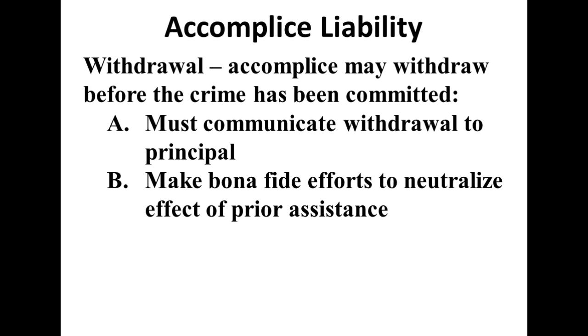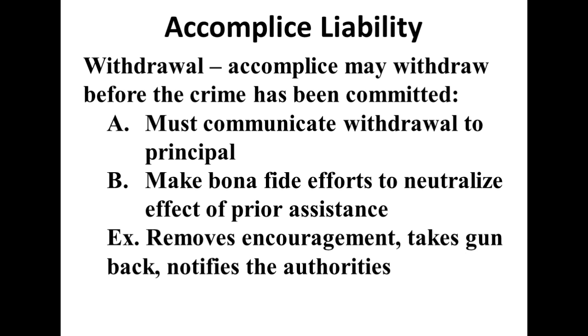Let's take a look at some other parameters of accomplice liability. An accomplice can withdraw from commission of the crime. The accomplice may withdraw before the crime has been committed, but the accomplice must communicate the withdrawal to the principal and make bona fide efforts to neutralize the effect of the prior assistance. Generally, this would be removing the encouragement, taking the gun back, or notifying the authorities.